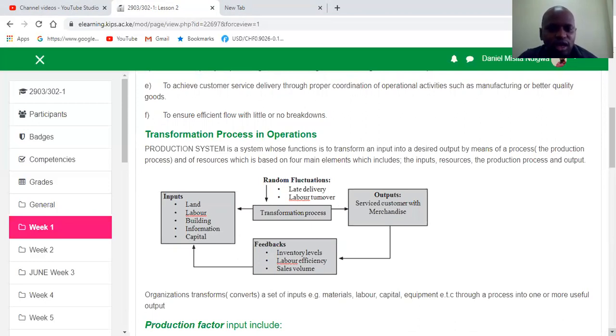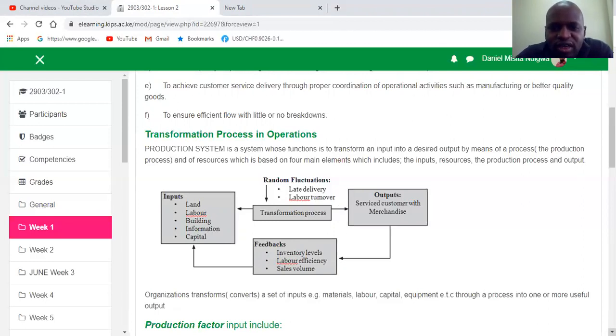We have information and we have capital. Information basically plays a very key role in ensuring that you are competitive and you're able to get the right information that will make you improve on your product or make your product become better. Capital is the finances that you need to run your business, the money that you require. After having all those inputs in place, then it will go through a transformation process.